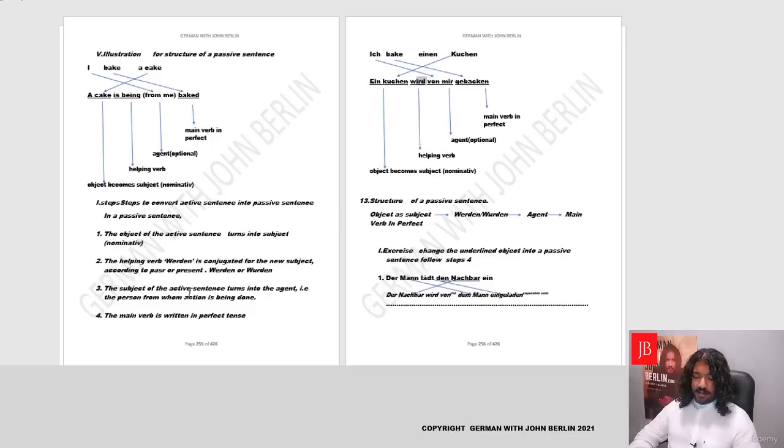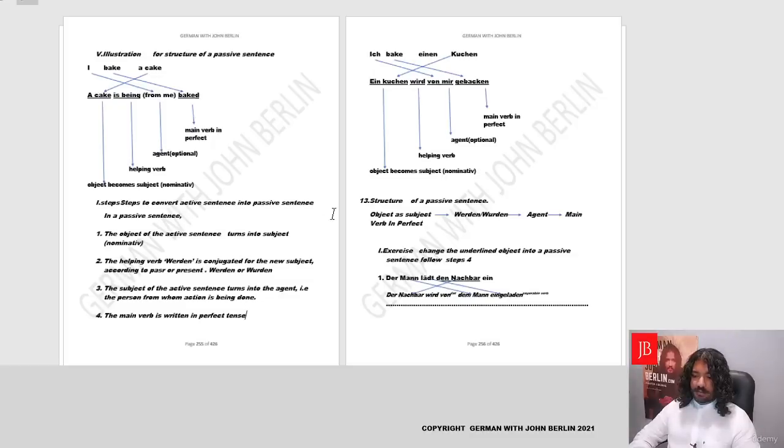Okay, the subject of the active sentence turns into the agent. That's the person from whom the action is being done. So ich, like I said, becomes von mir, from whom. Von is the preposition we'll be using. It's like from, and it's a dative preposition. So you need to remember it. Whatever comes after von must be dative. Ich, mich, mir. Mir is dative, so I wrote dative. Yes, from me. Perfect. Okay, the last one.